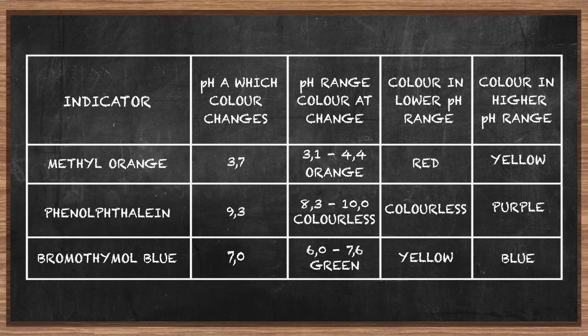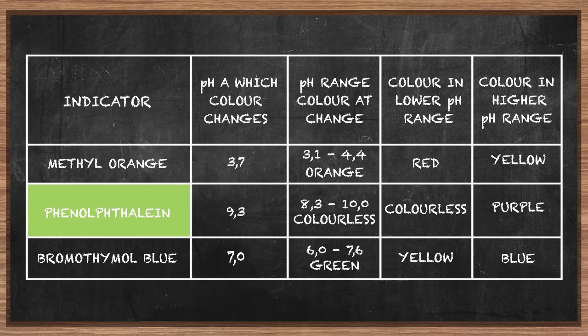Phenolphthalein changes color at pH equals 9.3. A pH change to show the difference between a weak and a strong base. As the solution approaches its color change, it may show quick flashes of purple followed by a return to a colorless solution, a mixture of colorless and purple. In solutions of more than pH 10.0, phenolphthalein is purple.